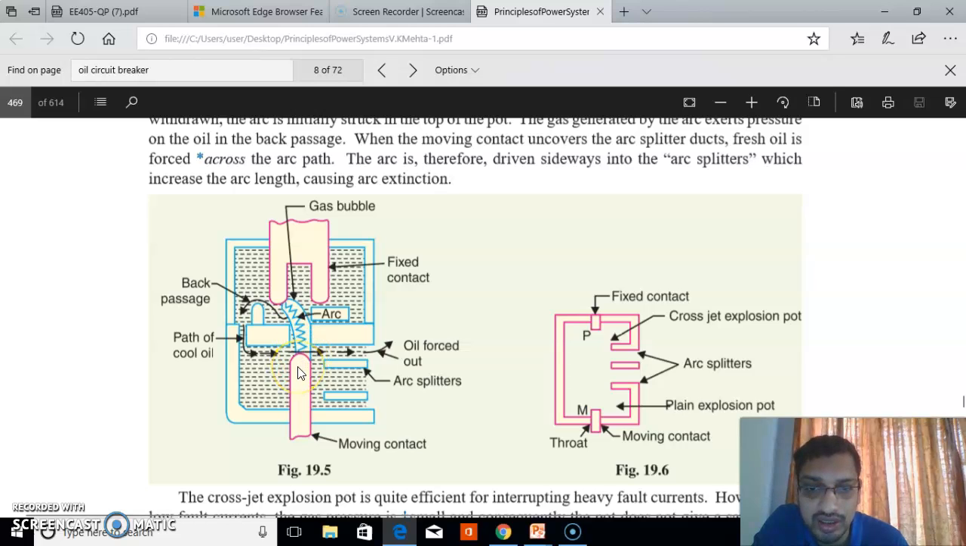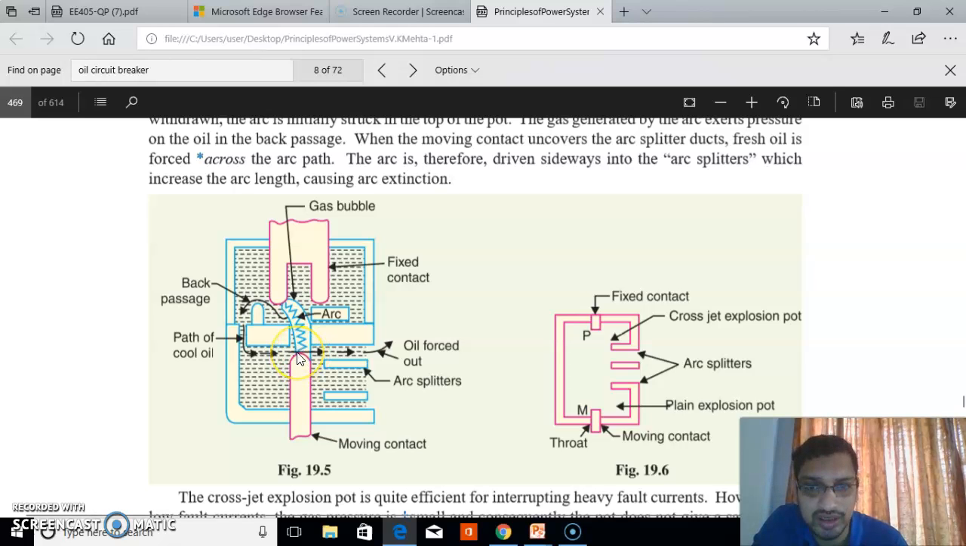When the moving contact is pulled down from the fixed contact and uncovers the arc splitter, the oil tends to flow towards the vent of the arc splitter. So when the moving contact uncovers the arc splitter, the oil tries to flow towards it and cuts the arc between the contacts. So splitting of the arc occurs, and we can easily increase the resistance of the arc and eliminate the arc between the contacts. That is the function of the cross-jet explosion port.